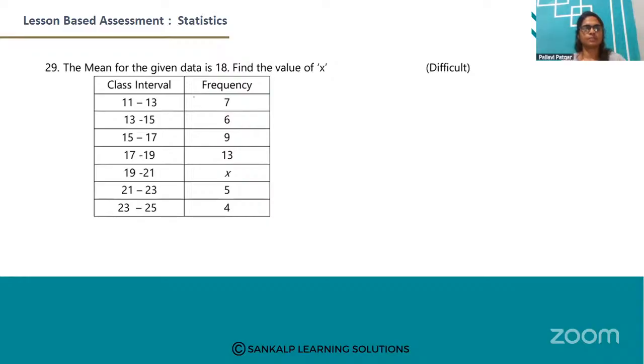Look at question number 29. The mean for the given data is 18. Find the value of x.